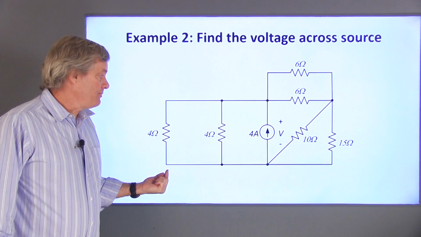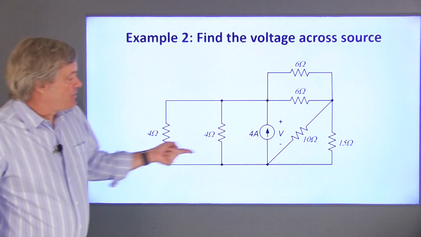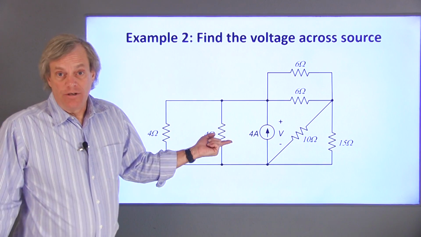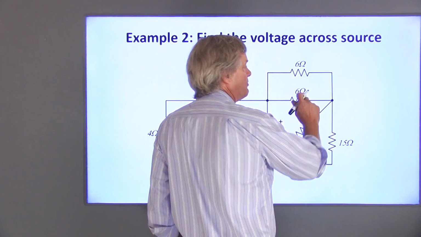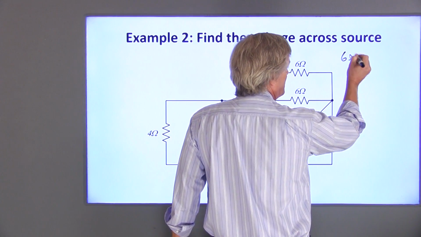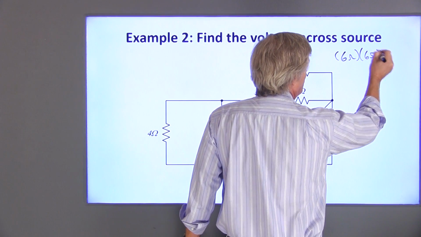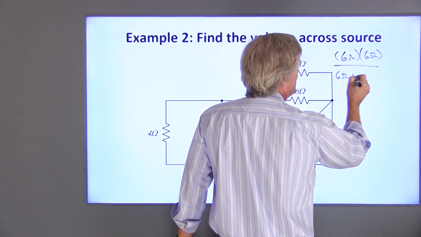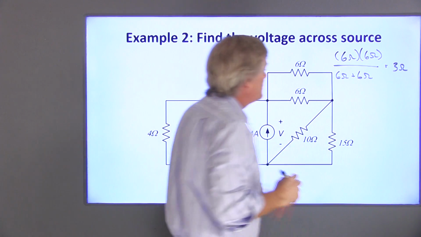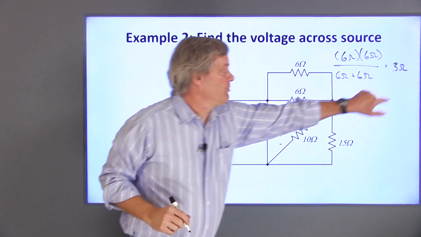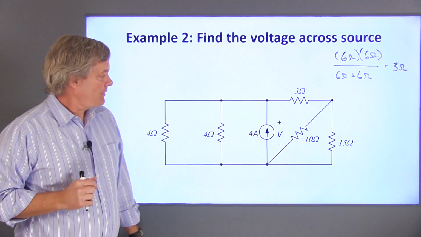I'll make that replacement. Now I've introduced another parallel combination, which I could combine now, but I think I'll do these first. So parallel resistances, I take the product of the two resistances, 6 ohms times 6 ohms, over the sum of the resistances, 6 ohms plus 6 ohms, which turns out to be 3 ohms. So those two become a single 3 ohm equivalent resistance.